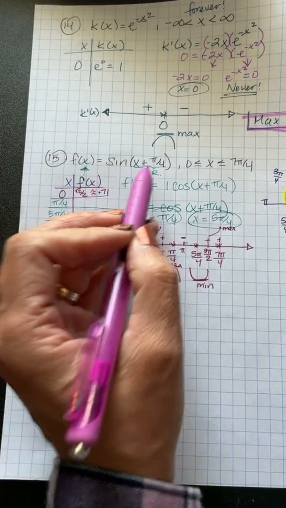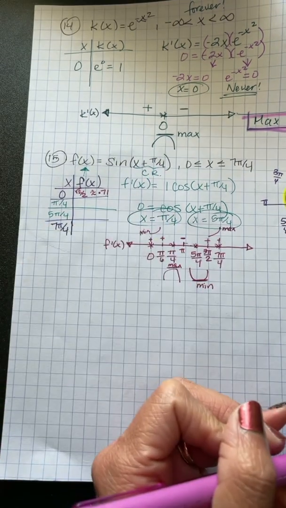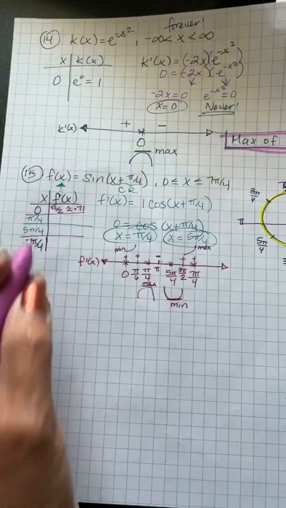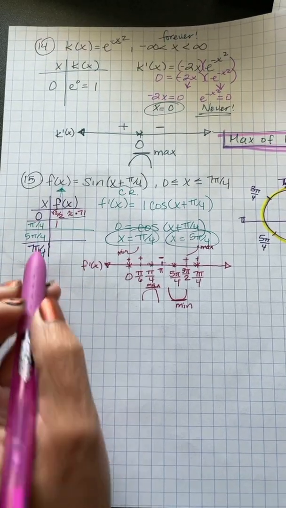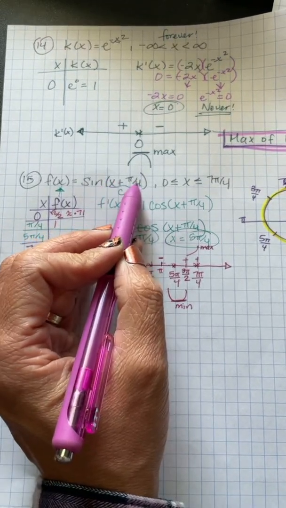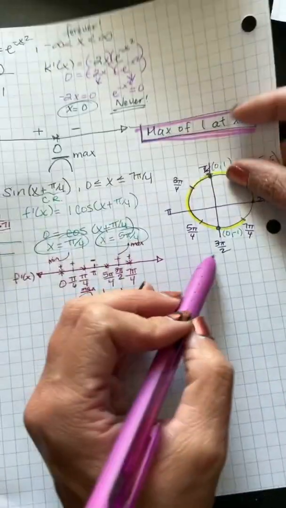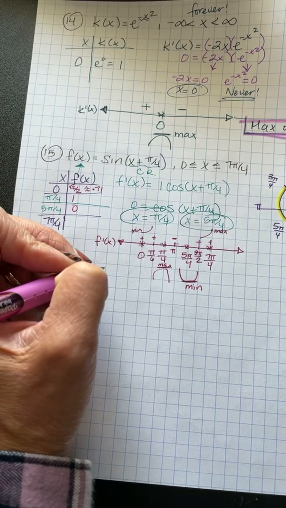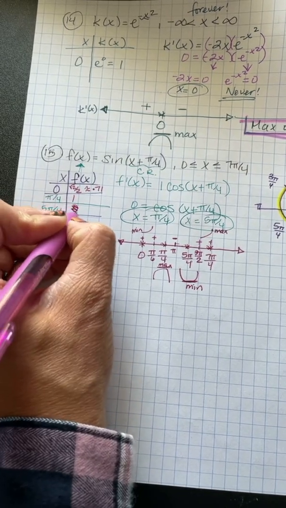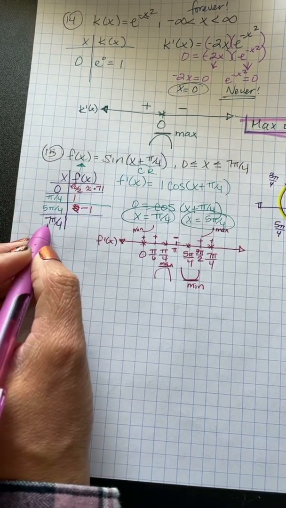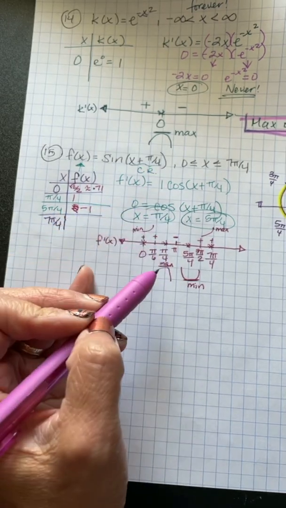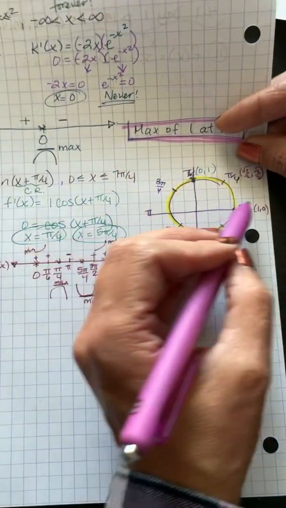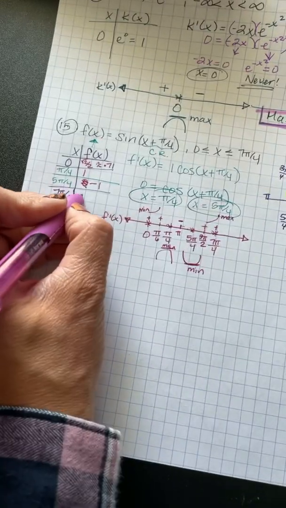Okay. Pi over 4 plus pi over 4 is 2 pi over 4, which reduces to pi over 2. The sine of pi over 2 is 1. 5 pi over 4 plus 1 pi over 4 is 6 pi over 4. That reduces to 3 pi over 2, and sine of 3 pi over 2 is, oh, I'm sorry, that's cosine. It's negative 1. And then plug in 7 pi over 4 plus pi over 4, which is 8 pi over 4, which reduces to 2 pi. Sine of 2 pi, the y value is 0.